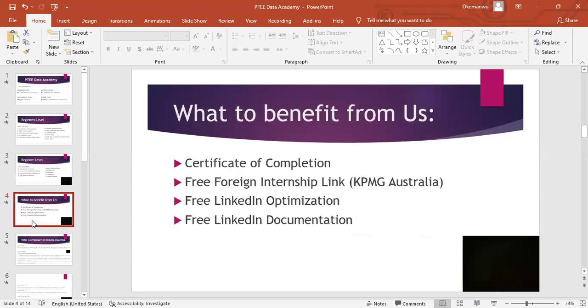So that leads us to what we are going to benefit from this particular class. Certificate of completion, that is certification that yes, you completed your data analytics work. Then a free foreign internship link. This is actually towards the end of the class when you have understood how to follow up on data from scratch. Then free LinkedIn optimization.